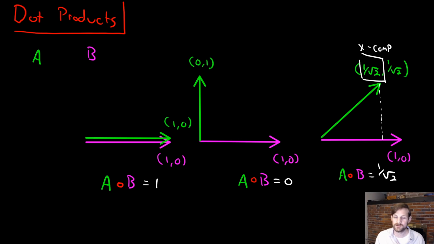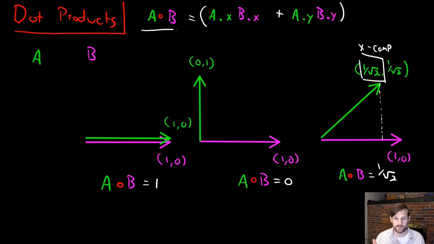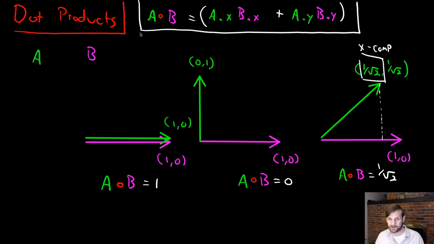And again, the reason it does this is that the dot product is basically a projection of A onto B, and because B is only in the x direction, it only returns the x component of A. So what exactly is happening under the hood? Well, the dot product is simply going to be adding the components of each vector that are in the same direction. So the dot product in 2D for vectors A and B is just going to be A.x times B.x plus A.y times B.y.